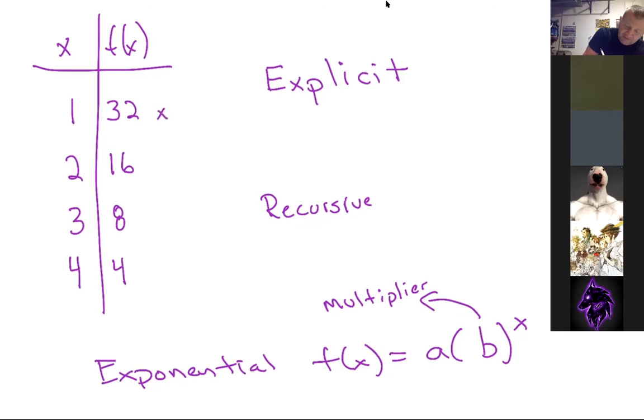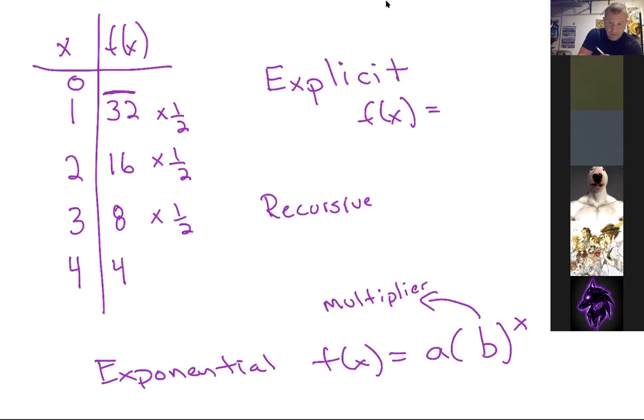So 32 times 1/2 is 16. 16 times 1/2 is 8. 8 times 1/2 is 4. And so on and so forth. Okay. So my explicit should be real easy. f of x is equal to, oh, what's a though? Ooh, what's across from 0? 64. And my multiplier is what again? 1/2 to the x. Done.